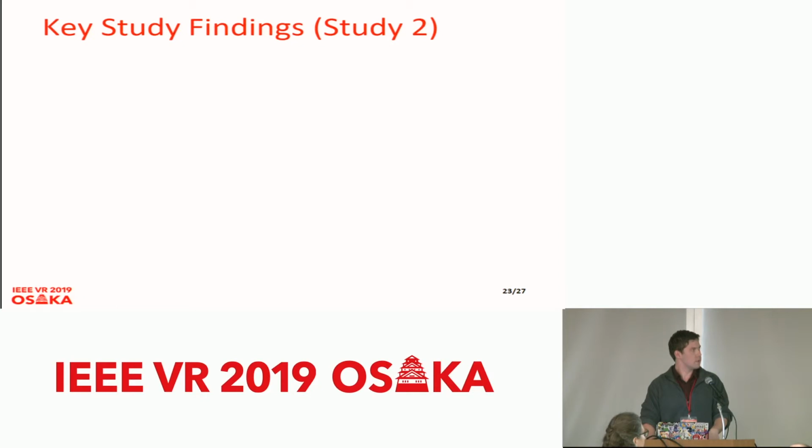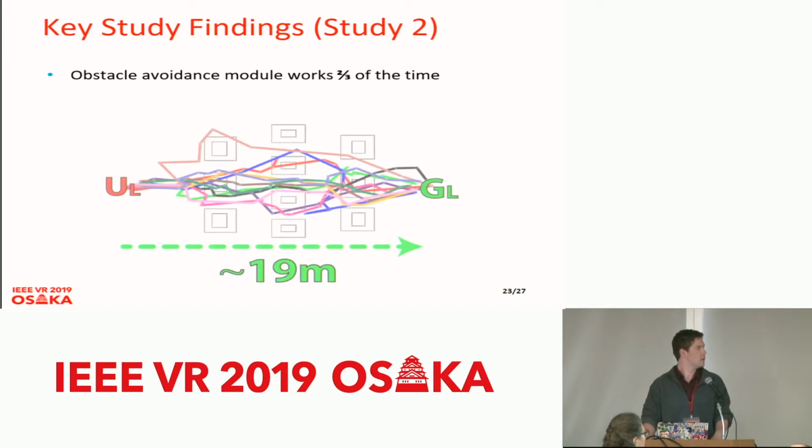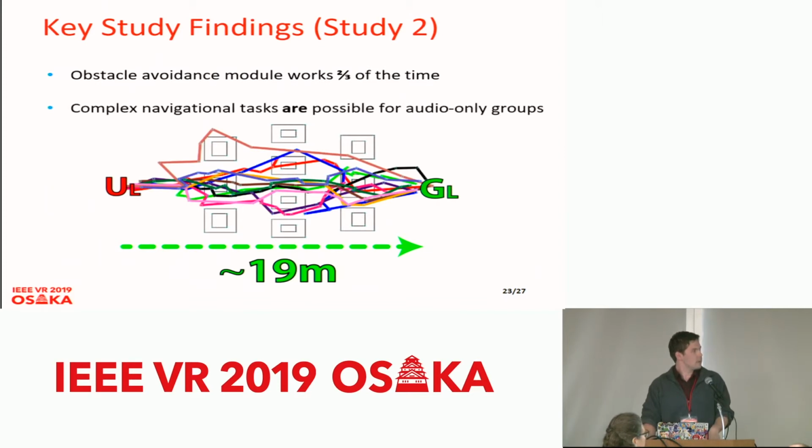So we had 2 main findings. The first is that our obstacle avoidance module works 2/3 of the time, which we were quite happy with because it's not particularly optimized. These were some example paths. And our main takeaway is that complex navigational tasks are actually possible for audio-only groups, which is very promising for example, blind users.